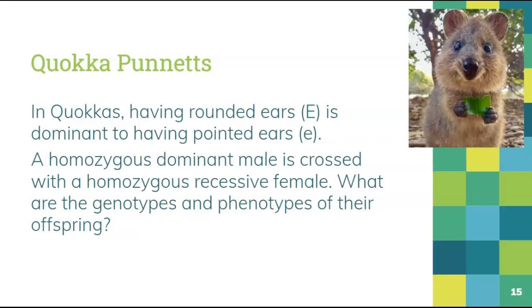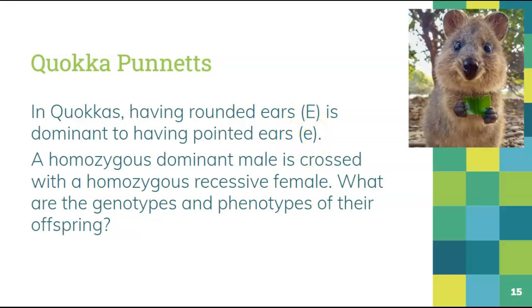Okay. So we're going to do little quokka Punnett squares. Now, just so you know, I totally made this up. I could not find any dominant traits in quokkas. I'm sure it's a thing, but Google let me down. So I just made this up by saying that having rounded ears is dominant to having pointed ears. And remember, with our genotypes, the capital letter is the dominant trait, which is why I gave a capital E to rounded and a lowercase e to pointed.